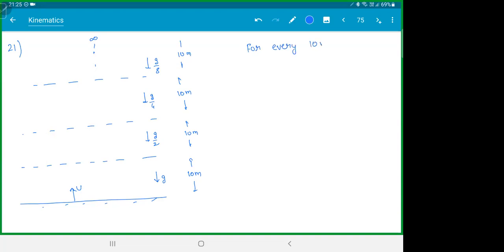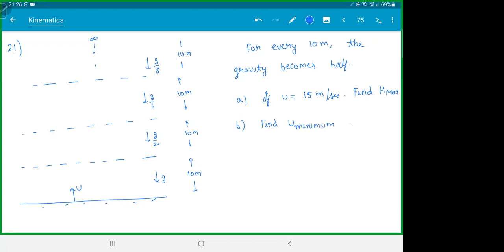So for every 10 meters, the acceleration due to gravity becomes half. First question: if u is equal to 15 meters per second, find h max. Second is a better question. Find u minimum, the minimum speed so that the particle never comes back.